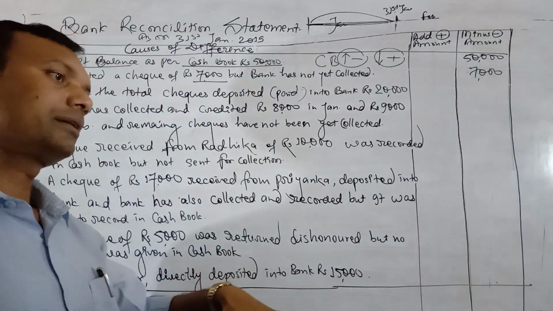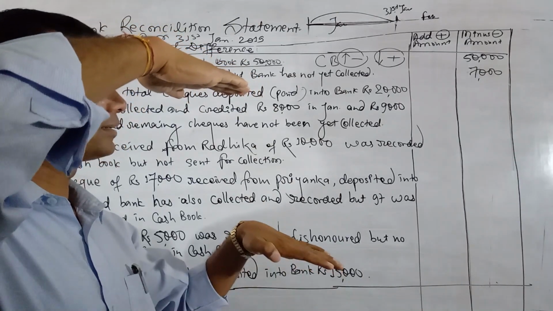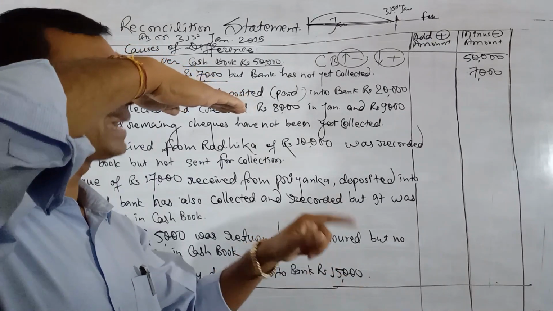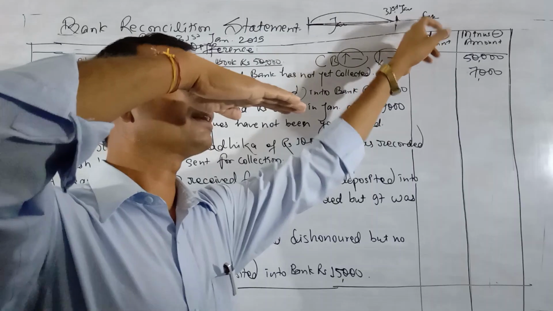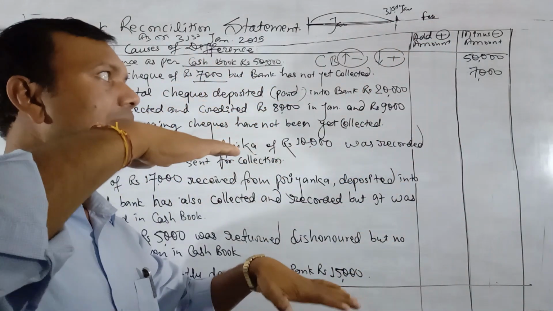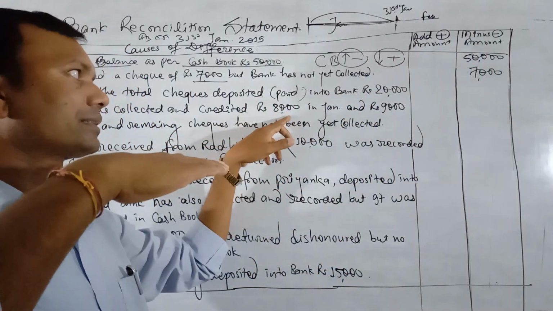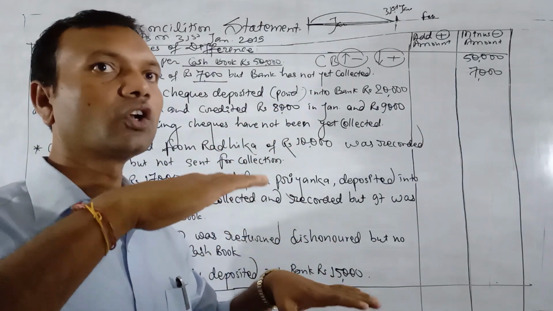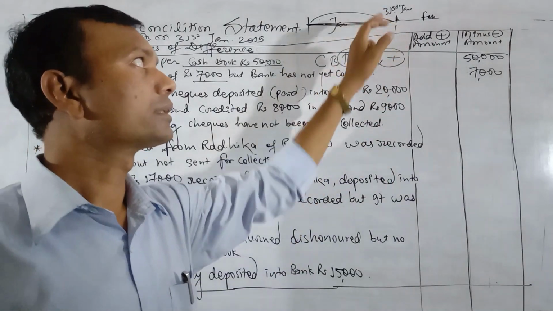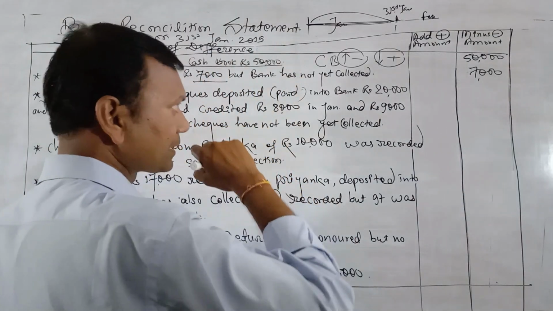It means we have increased the cash book by 20,000, whereas the bank has only increased by 8,000, and the rest of the amount is not collected and deposited by the bank. The bank has also collected 9,000, but that was done in February. So only 8,000 is good. The difference is 20,000 minus 8,000, that is 12,000, still not collected by the bank up to 31st January. So this 12,000 is the cause of difference.